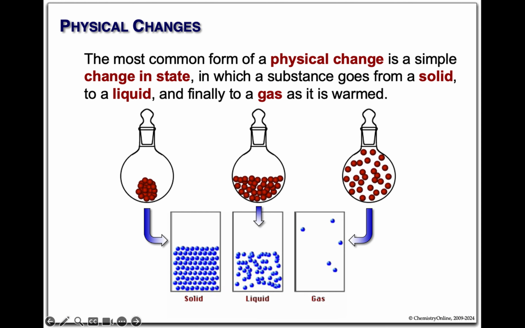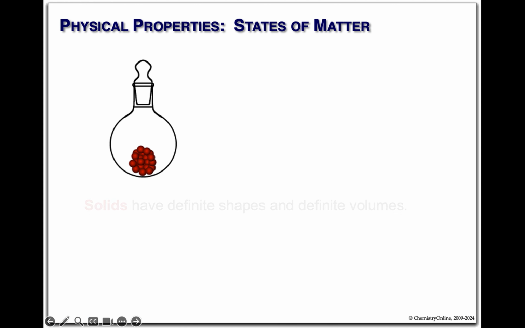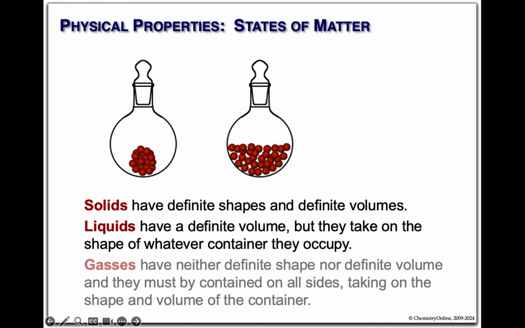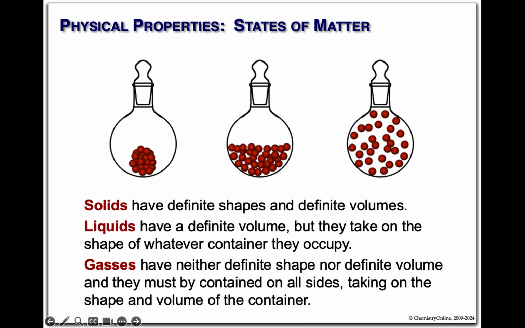A change in state. If we start with a solid, we can go to a liquid. Solids have defined shapes and defined volumes. Liquids have defined volumes, but they take on the shape of the container. And again, gases are totally free. They take on their own shape and move very, very rapidly.